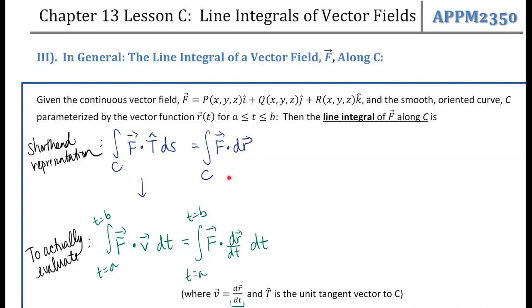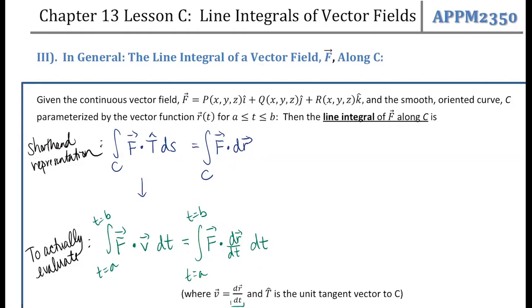This does not mean anything. I can't do anything with it until I change variables and do it this way. So this is just mathematical shorthand. These are equivalent. The other way you can think of this as being equivalent is that we think of this T ds ends up being equivalent to dr.